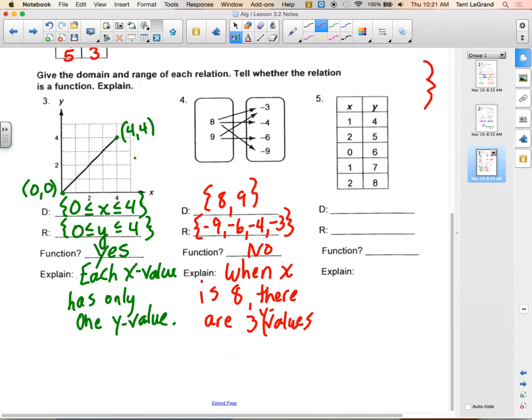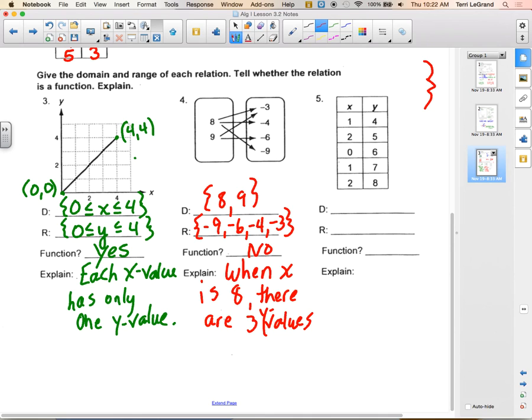Or you could say when x is 9, there are two different y values. By the way, I'm not writing different, but they have to be different y values. If when x is equal to 9 there was an x equal 9 twice, and the y's were both -6, that would still be a function, because that x of 9 would only have one y value, which would be -6.